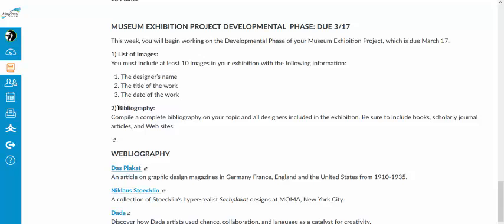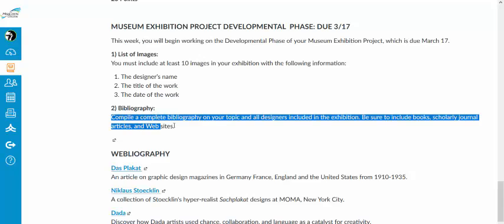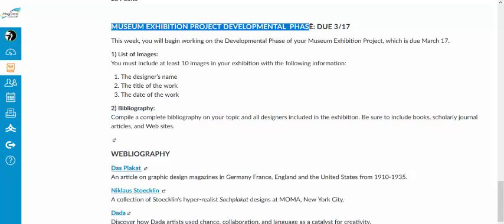You'll also compile a complete bibliography on your topic and all designers that you are including in the exhibition. And again, you have 4 weeks to work on this, just like the first phase. Gives you plenty of time to do this a little bit each week.